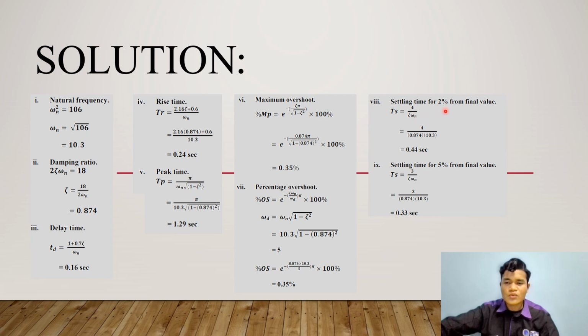Settling time for 2% from final value: Ts equals 4 over damping ratio times natural frequency. So we got 0.44 second. Settling time for 5% from final value: Ts equals 3 over damping ratio times natural frequency Wn. Then we got 0.33 second.